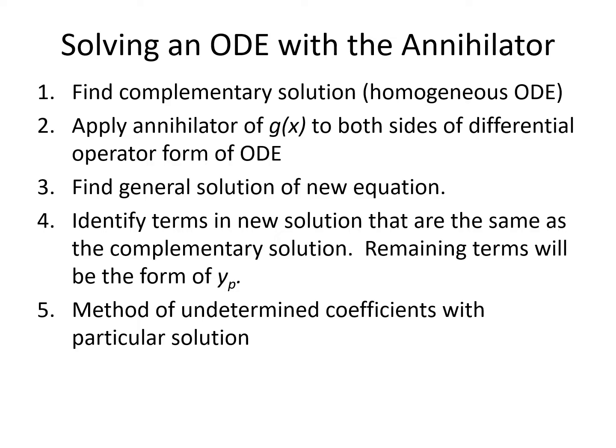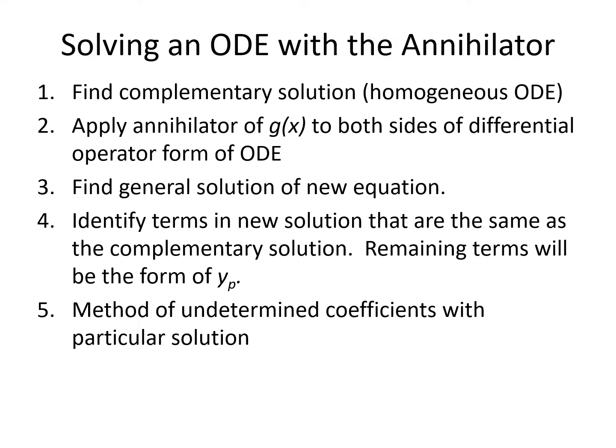Now what this is going to do is transform our ODE from a non-homogeneous equation into a homogeneous equation. Then we can find the general solution of this new homogeneous equation by finding its auxiliary function and its roots. And then we can look at that general solution and identify the terms that were the same as our yc, and whatever is left over has to be our yp. So once we have the yp, our particular solution, we're going to use the method of undetermined coefficients to figure out what the actual form of yp is.